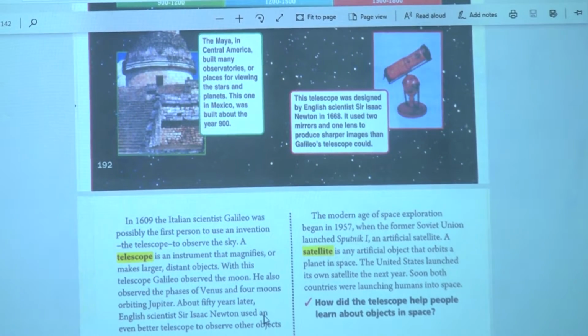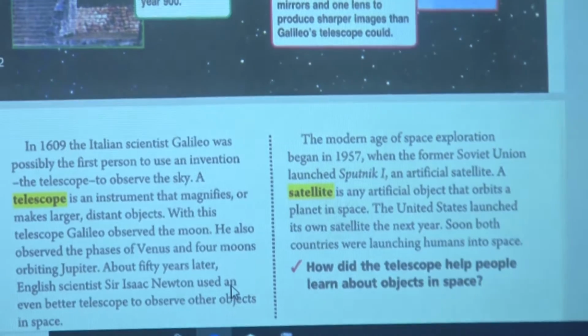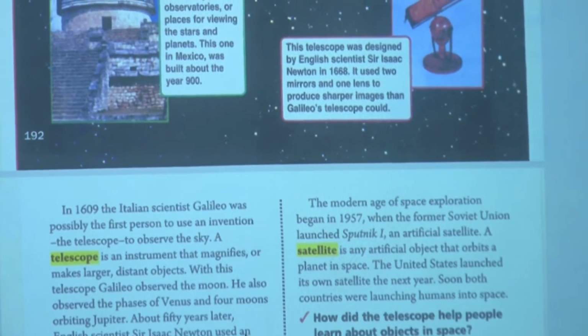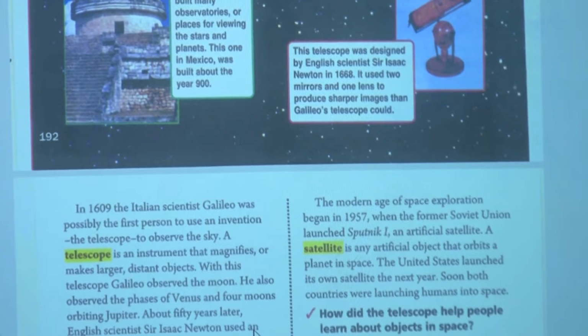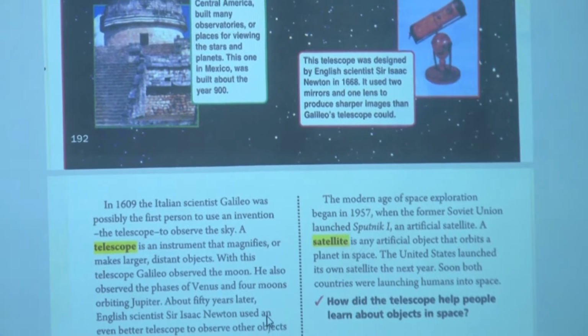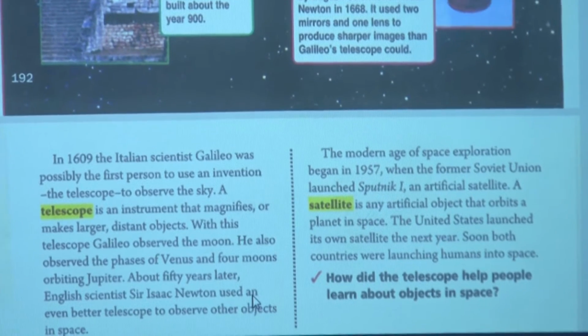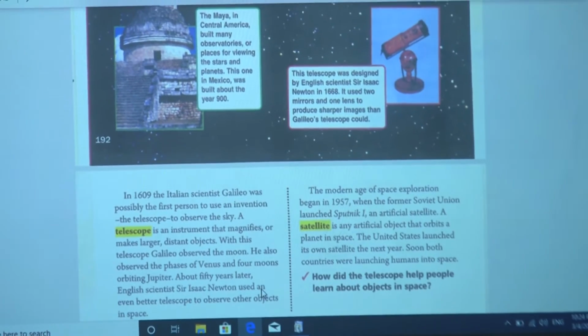Students, do you remember that I asked you how the telescope helped people learn about objects in space? How is the telescope helpful for us? We said the telescope magnifies, or makes larger, the objects, and in this way it helps us to see space.